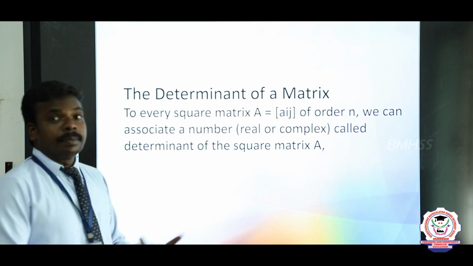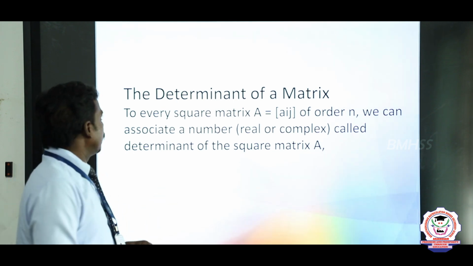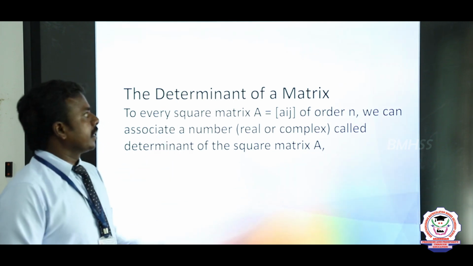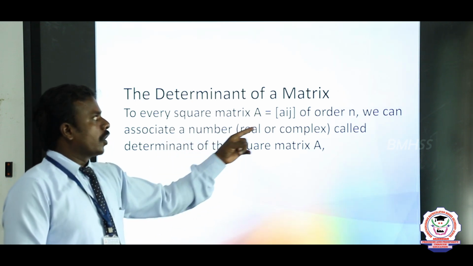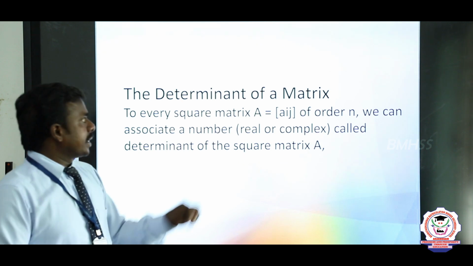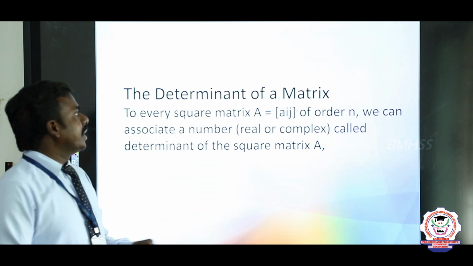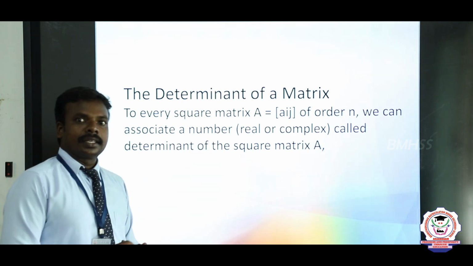Second, determinant. What is a determinant? To every square matrix A of order n, we can associate a number called the determinant of the square matrix A.